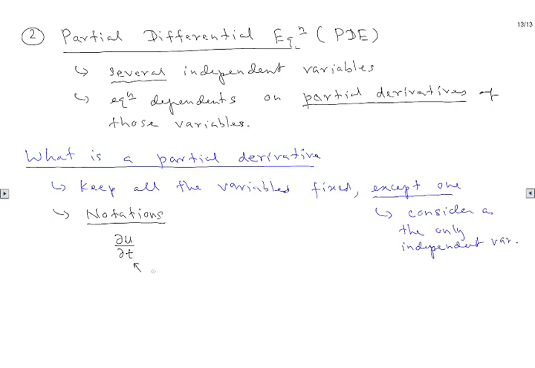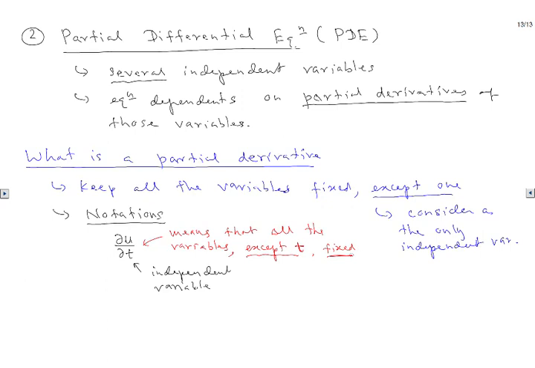So when you have this one, this means that all the other variables are fixed except the time variable. So this means that all the variables except t are fixed. Except t, we're going to consider everything else fixed.